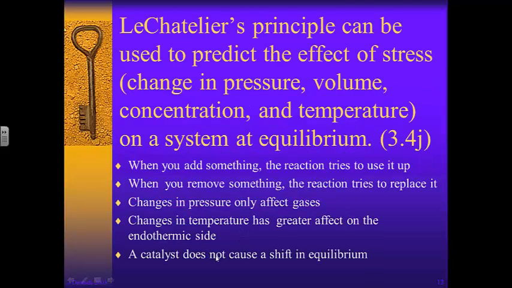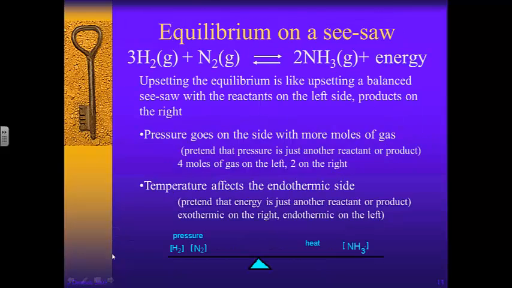Le Chatelier's principle can be used to predict the effect of stress, meaning a change in pressure, volume, concentration, and temperature on a system at equilibrium. When you add something, the reaction tries to use it up. When you remove something, the reaction tries to replace it. Changes in pressure only affect gases. Changes in temperature have a greater effect on the endothermic side. And remember, a catalyst does not cause a shift in equilibrium. It only changes the reaction pathway by lowering the activation energy.